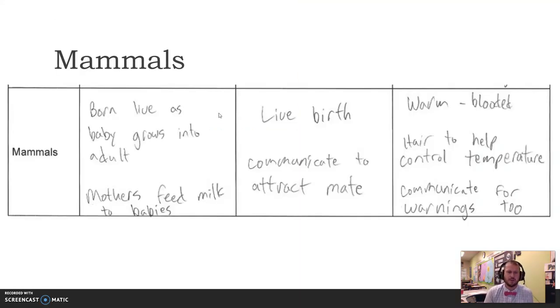So if you look, they are born as a live baby that grows into an adult. The mothers feed milk to the babies, and that helps with their growth and development. As far as reproduction, we are live birth, and we will communicate to attract a mate. And then mammals are warm-blooded. They have hair to help control that temperature, and then they will communicate for warnings too. So that is the 5 different varieties of animals.